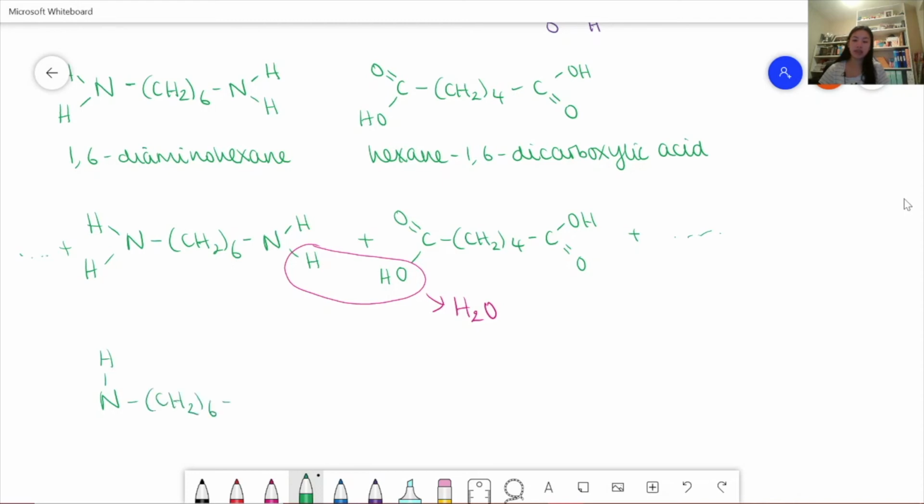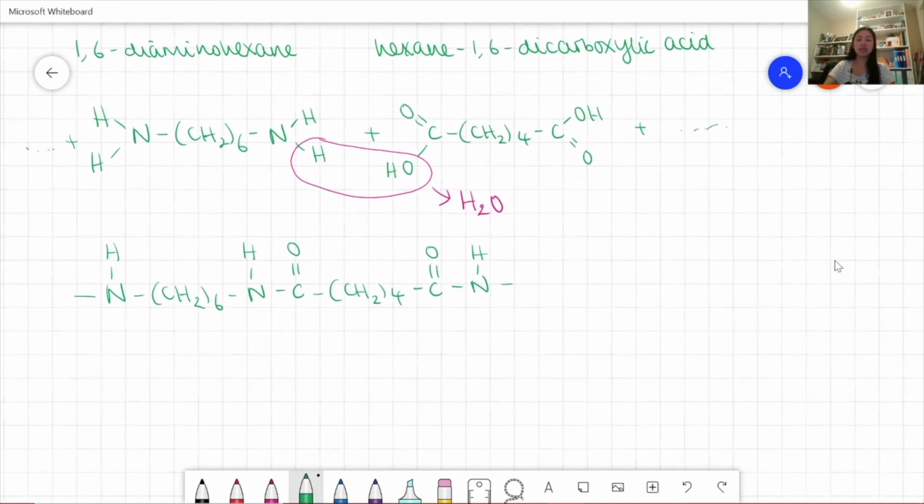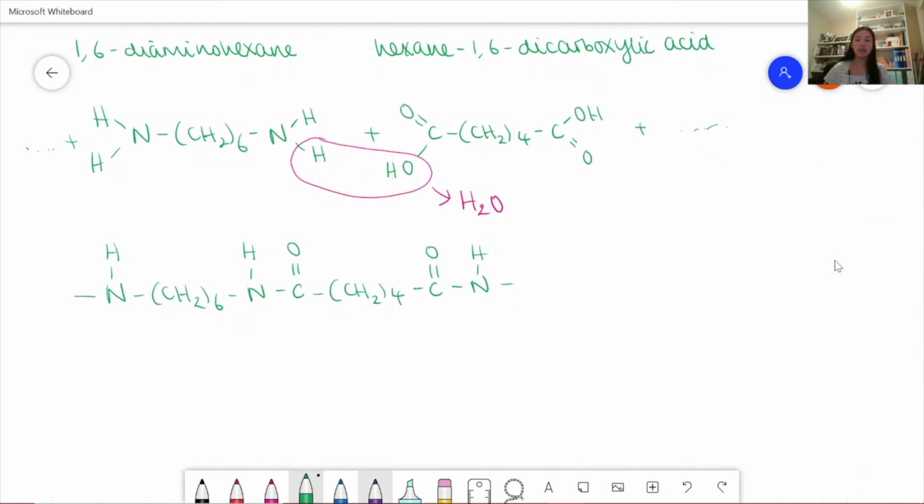CH2 6 NH C double bond O CH2 4 C double bond O, and then it repeats, so we have NH and so on. And so from this we can see the repeating unit.